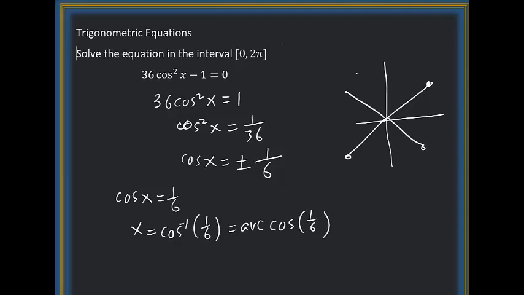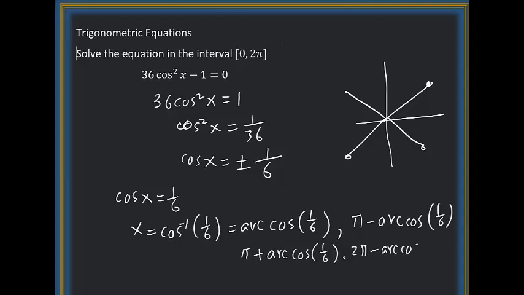This is very straightforward. So you got x equals arc cosine 1 over 6. The next one will be pi minus arc cosine 1 over 6. Then you will have pi plus arc cosine 1 over 6. And then the fourth one will be 2 pi minus arc cosine 1 over 6. We are done.